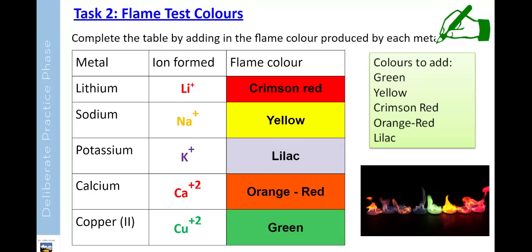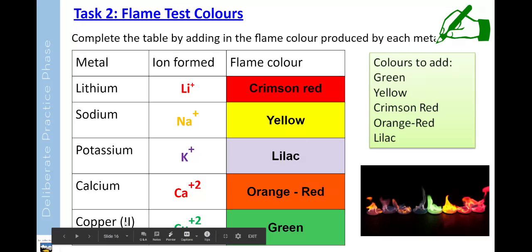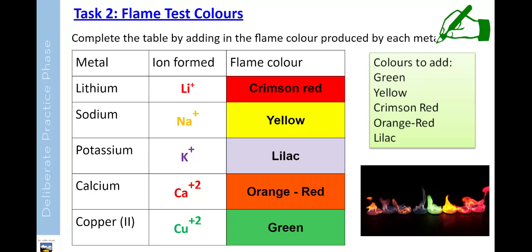So lithium is crimson red, sodium produces a yellow flame, potassium gives a lilac flame, calcium gives an orange red flame, and copper, the reason it's got 2 in brackets there is because it's copper plus 2 ions. Sometimes it can produce a different ion. For example, copper plus, Cu plus, Cu plus 2. And that's why in brackets is copper 2.